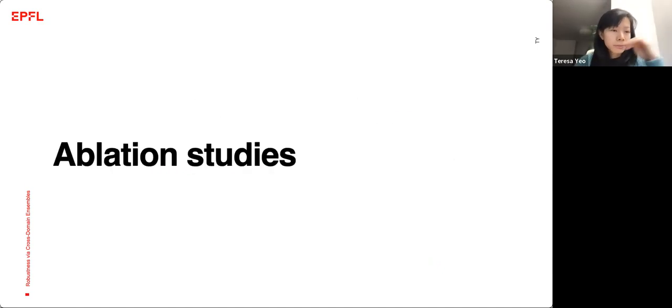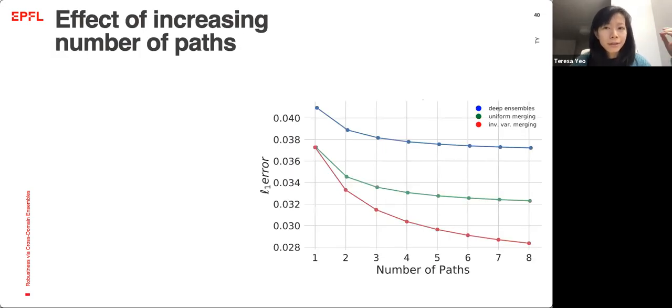Now we can look at some ablation studies. This one looks at the effect of increasing the number of paths and the role of uncertainty when used for merging on the final performance. This plot shows the L1 errors on out-of-distribution data. Each point shows the average error over all possible combinations of paths for a fixed number of paths.